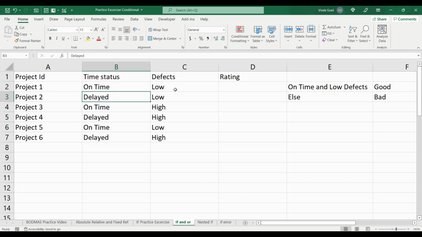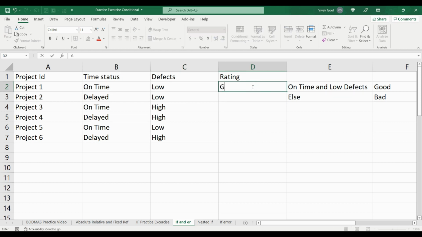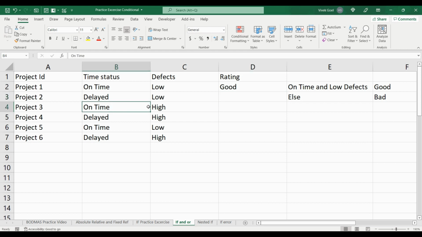Let's practice if with and or operators. So here we are trying to rate our projects on the basis of timely delivery and number of defects. If the project was delivered on time and the number of defects were low, then we will display good, else we will display bad. For example, if the project was delivered on time but the defects were high, we will display bad, or if the project was delayed and the defects were low, still we will display bad.